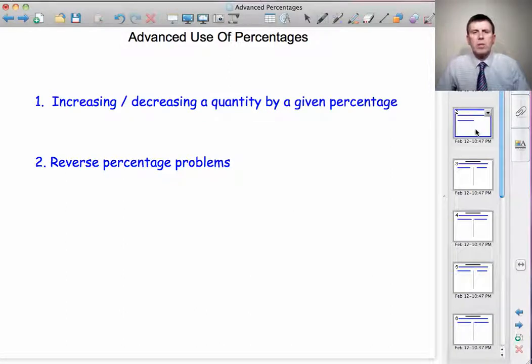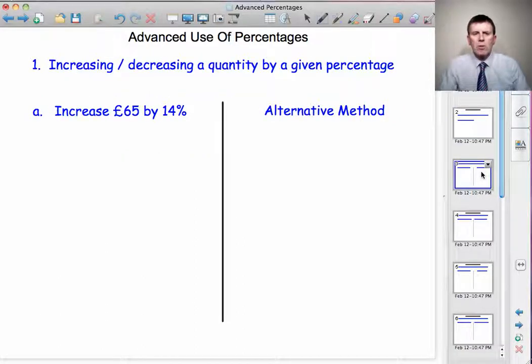First we look at increasing or decreasing a quantity by a given percentage, and then we look at reverse percentage problems. Now we looked at increasing and decreasing a quantity by a given percentage in the first lesson, but in this lesson we'll use a more sophisticated method to do that. Let's look at how we did it last time.